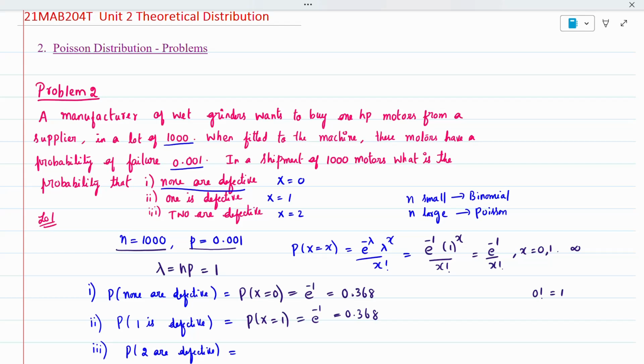When x equal to 2, the last subdivision, I put e to the power minus 1 divided by 2 factorial. 2 factorial is 2 only. So when I divide it, I'll be getting 0.184. So completed.